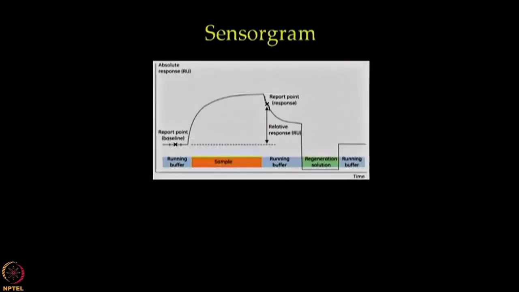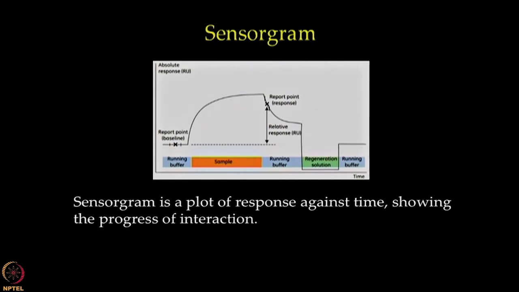Before we analyze the binding data from the experiment, let us look at a typical sensorgram for binding between a ligand and an analyte. A sensorgram, as shown here, is a plot of response against time showing the progress of interaction. This curve is displayed on the system during the course of the experiment.